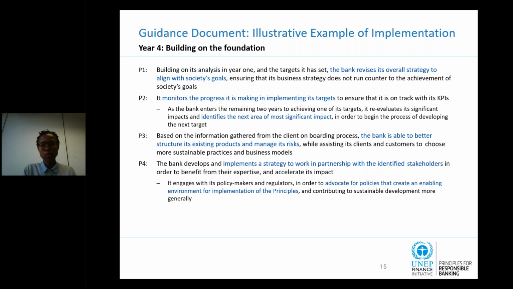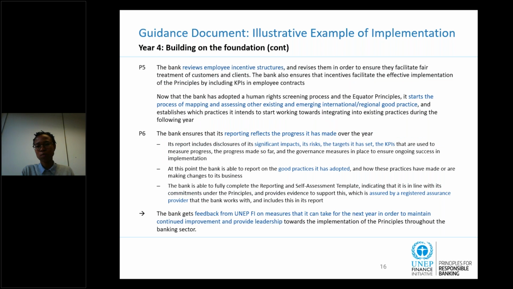Then on to Principle 5. And here, the bank is, from a governance and culture perspective, building on its analysis that it did way back in year 1, and it's reviewing its employee incentive structures. So reflecting on how it's building a culture and how it can really accelerate that through how the policies are set for employees and rewarded as well, and how they facilitate fair treatment of customers and clients. And so there are very much incentives designed to drive that implementation of the principles, and they've got KPIs now in the employee contracts as well.